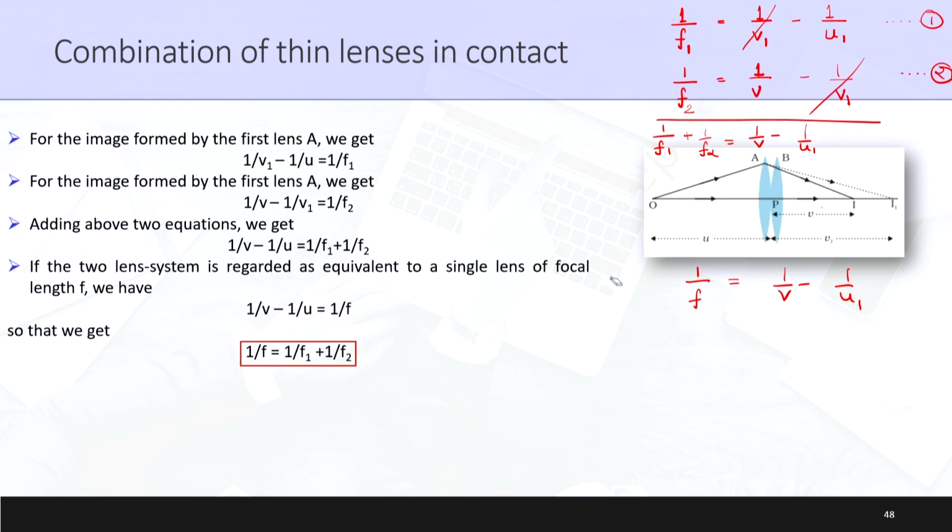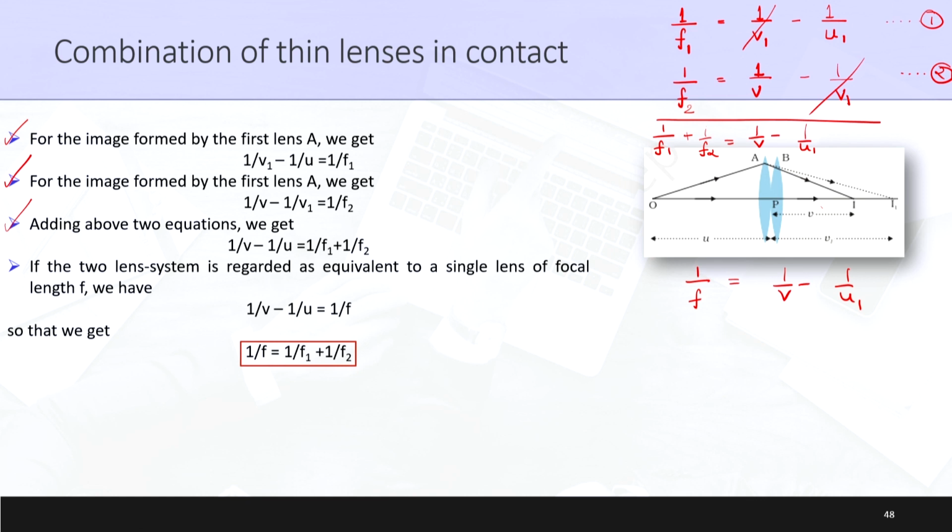So, this was again the denotation. Let us move on, let us look over whatever is written here. First, for the image formed by the first lens A, we get 1 by v1 minus 1 by u is equal to 1 by f1, same as the first equation. Next, we are putting the lens equation for the second lens, hence we will get 1 by f2 is equal to 1 by v minus 1 by v1. Adding the above two equations, we will get 1 by v minus 1 by u is equal to 1 by f1 plus 1 by f2, quite evident as I explained here also on the right hand side.